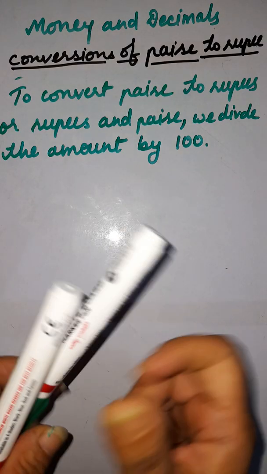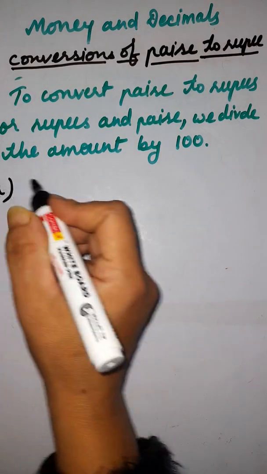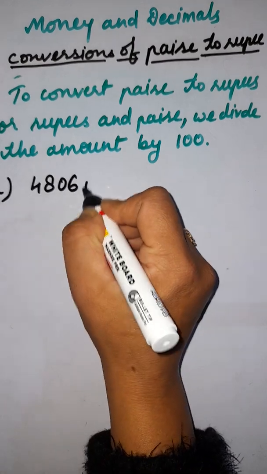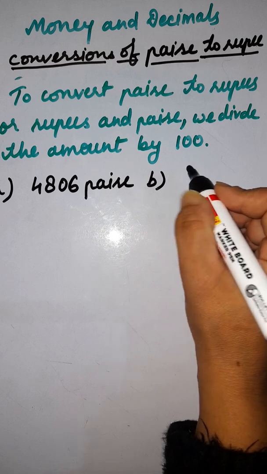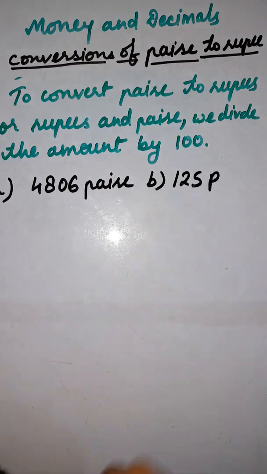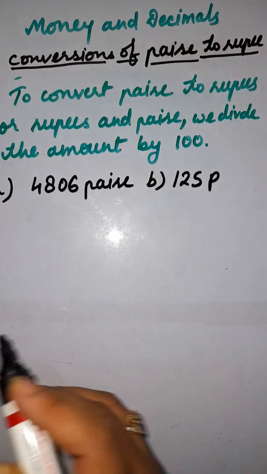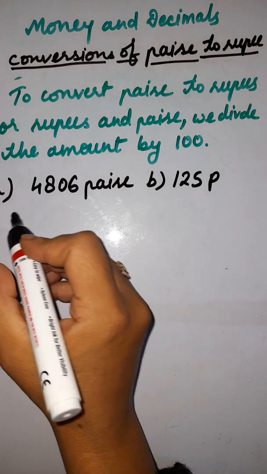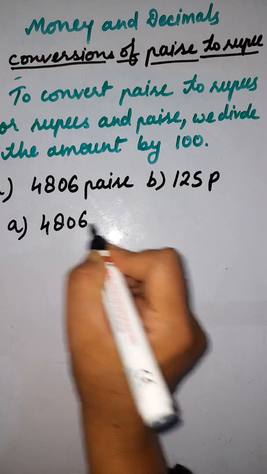So let's take some examples here. Like we have A, 4806 paise, and B, 125 paise. We have to convert these paise into rupees. Fine. So let's take the first one, 4806 paise.